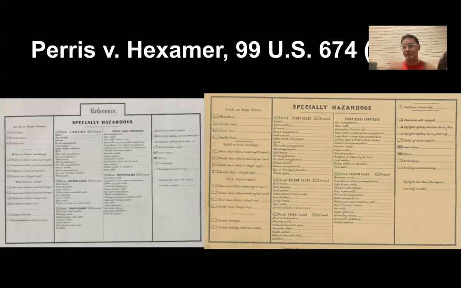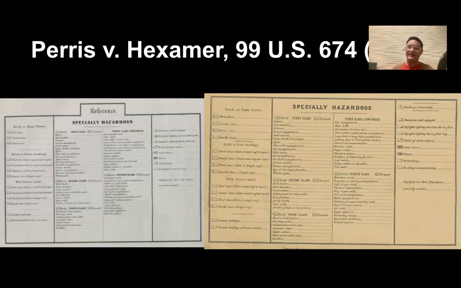I mean, you want to have a consistent set of symbols across maps. It makes them easier to read. It makes them interchangeable with each other. But Paris's heirs, Paris having passed away in the interim, brought a copyright infringement action against Hexamer, alleging that Hexamer had improperly appropriated this scheme of creating fire insurance maps and designating the relevant risk using these various features. And ultimately, the Supreme Court found that there was no infringement because the scheme itself was not copyrightable.